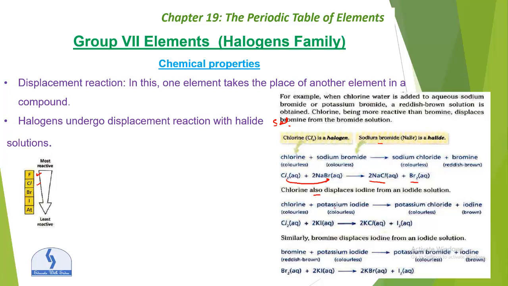Chlorine can also displace iodine, right? Because chlorine is more reactive than iodine, so it can displace iodine. And if you talk about bromine, can bromine replace iodide in solution or not? Yes, bromine can replace iodine because bromine is more reactive than iodine. So Br2 plus 2KI will become 2KBr, that is potassium bromide, and iodine.